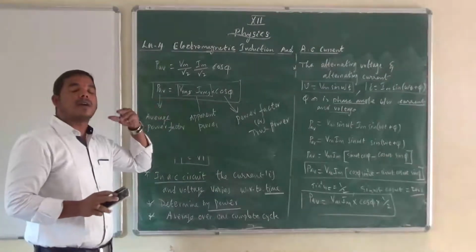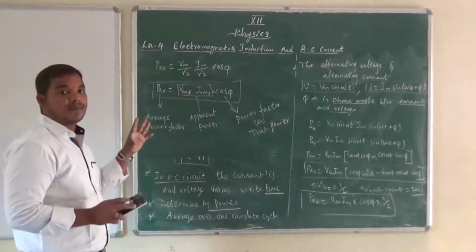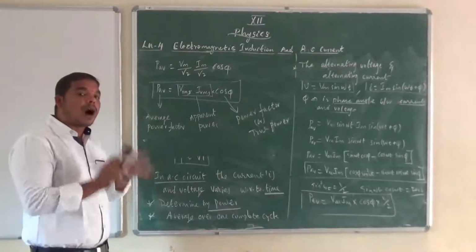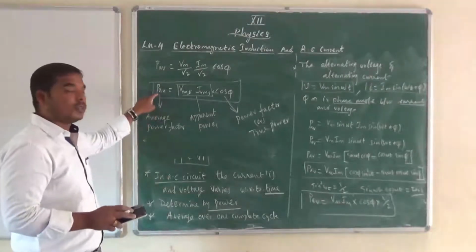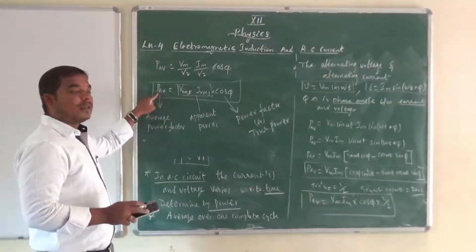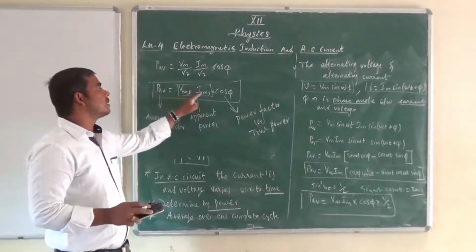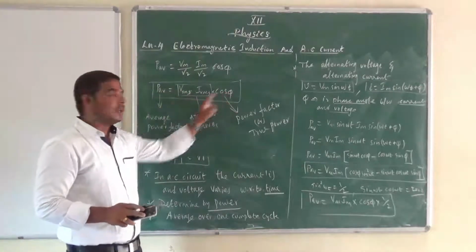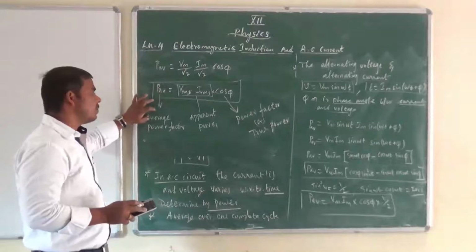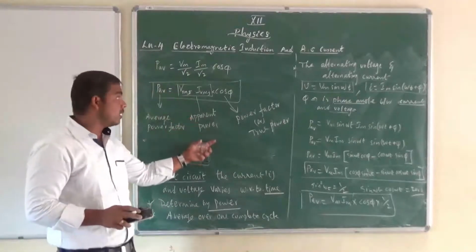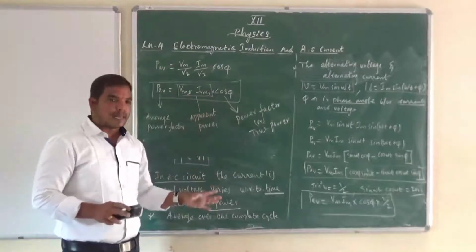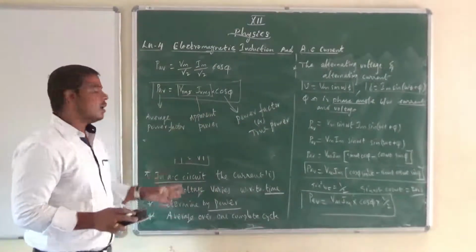We can't determine it directly, so we first take the average power in an AC circuit. How do we take the average power? Using the equation: average power PAV equals VRMS IRMS cos phi. VRMS IRMS is the apparent power, and cos phi is the power factor.